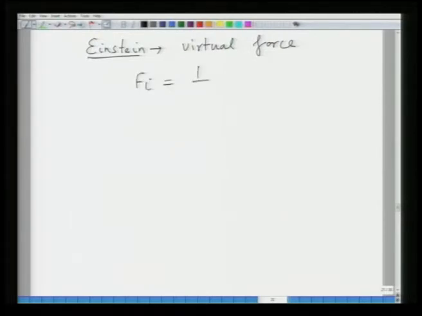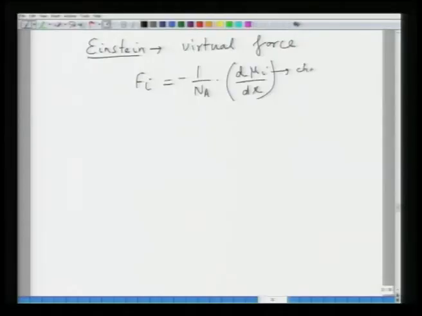This force Fi is equal to minus of 1 by Na d mu i by dx. So, this is the virtual force which acts on the particles during diffusion or transport of species in a system. This is the most general force. This mu i is nothing but your chemical potential, and Na, as you know, is the Avogadro's number.